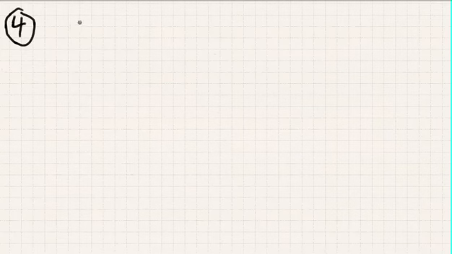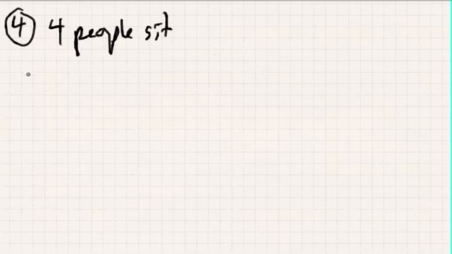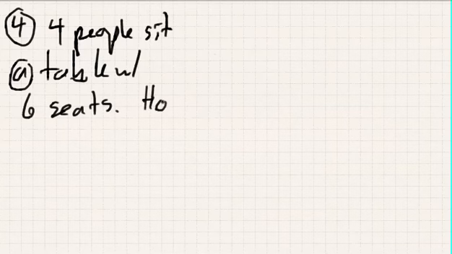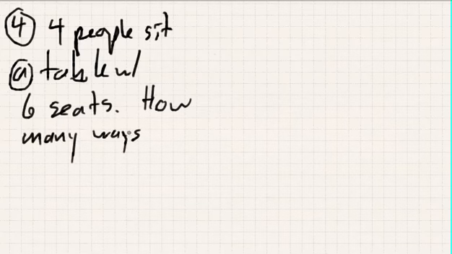Okay. Now the last one I'm going to do is a bit more difficult than the last couple that we did. Let's say at lunch 4 people are going to sit at a table with 6 seats. And how many ways can they sit down? So how many ways can they sit?